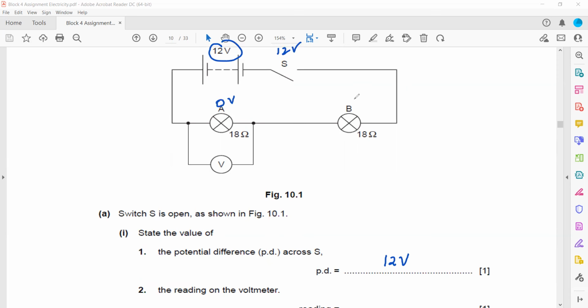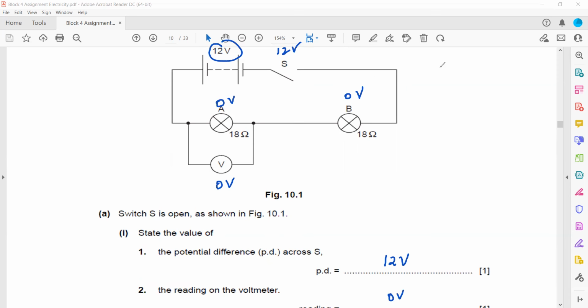Reading on the voltmeter, because all the voltage drops across the open switch. Because the switch is open, there is no current in the circuit, so there is no voltage drop across the lamp. There is no voltage drop or energy consumed by the lamp. That's why the reading on the voltmeter will be 0.